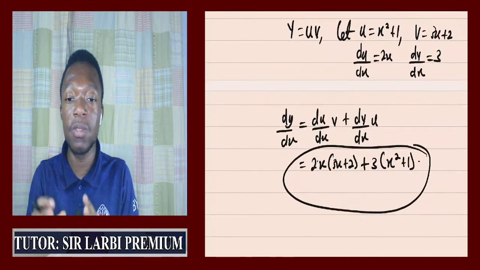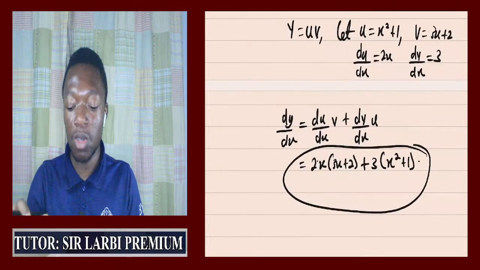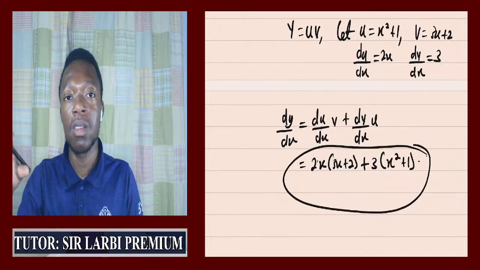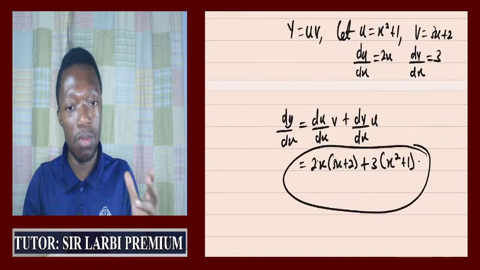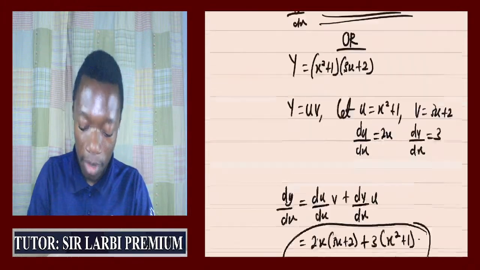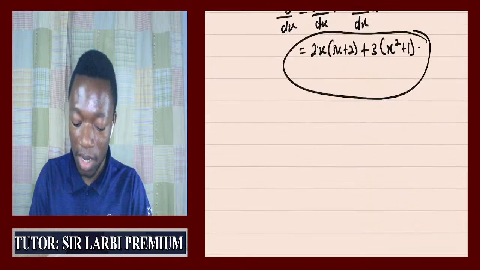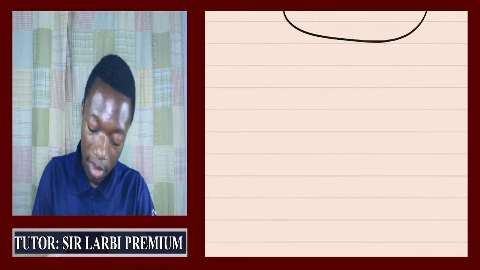Or use the rule that we have described here. Make a representation, differentiate term by term, and then quote your formula. dy over dx is equal to what? Du over dx times v plus dv over dx times u. That's it. Simple. Right. So that is our rule number 6. So let's build up one last rule and then we get our wins out of this platform.